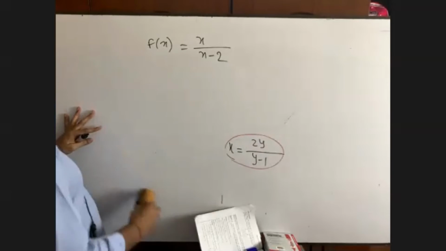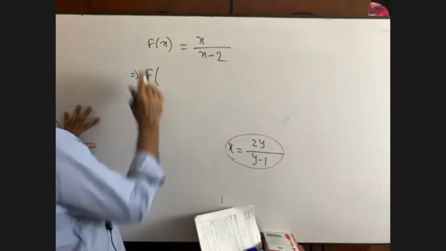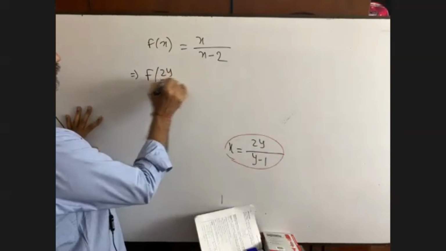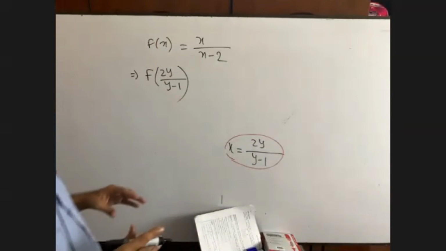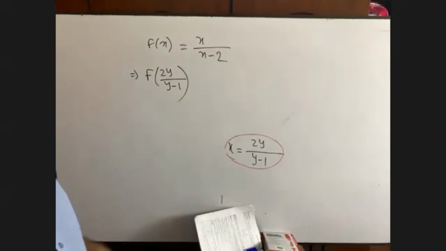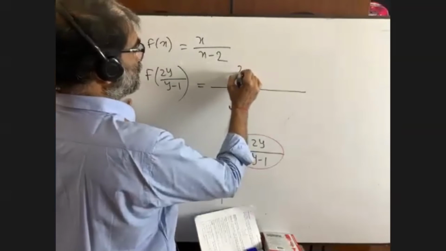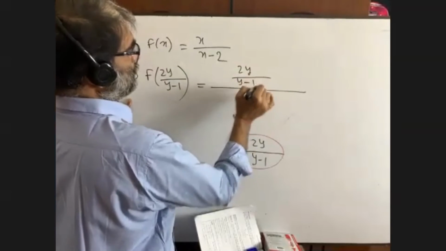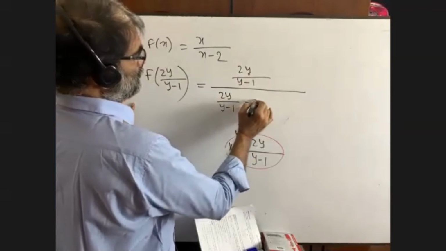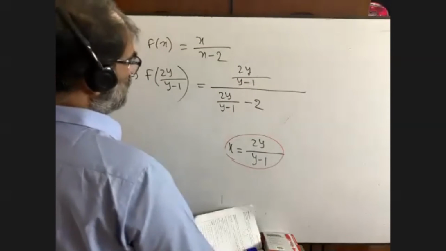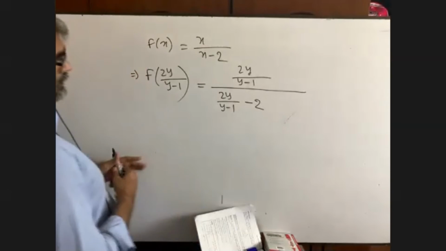Yes, sir. Okay. Now what will we do? We'll put the value of x. X equals 2y by y minus 1. We'll put the value. Now, if we prove that it is equal to y, then our math is done. So very good. X is 2y by y minus 1. X is 2y by y minus 1 minus 2. I have just put the value of x in this function. Now you calculate.